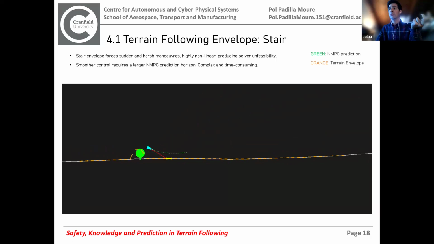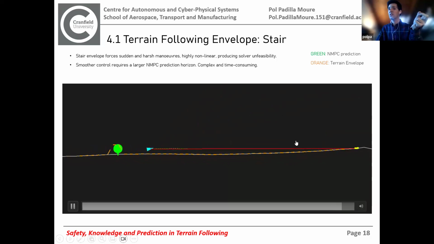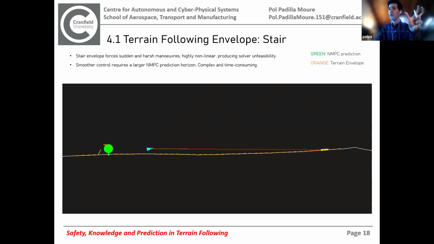And to provide a smoother control, we would need to increase this prediction horizon several times. In previous work, the prediction horizon for this kind of terrain following system, where the MPC must do all the work, is about 10 seconds. In our case, we want to work with just 2 seconds and give the 10-second prediction horizon to the first stage, that is the DEM obstacle envelope.